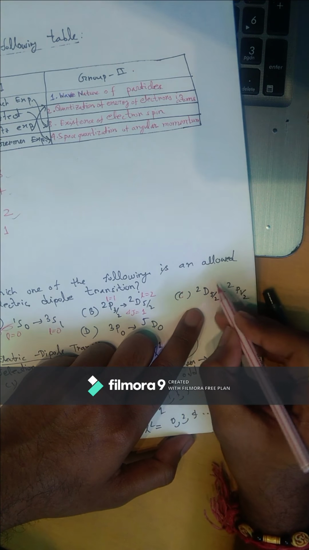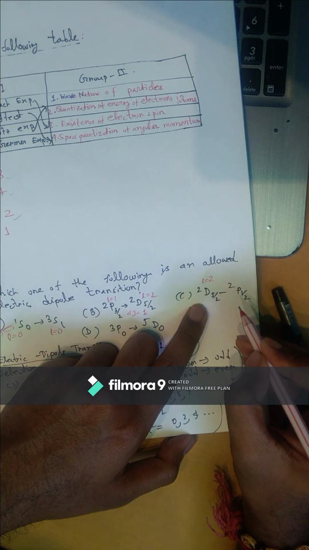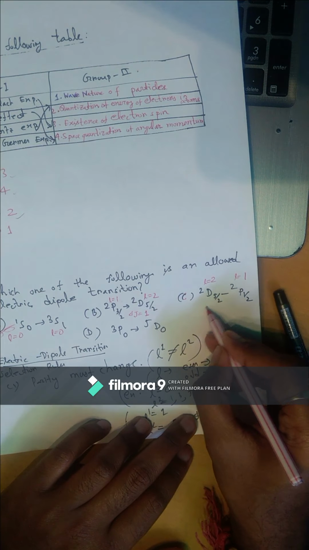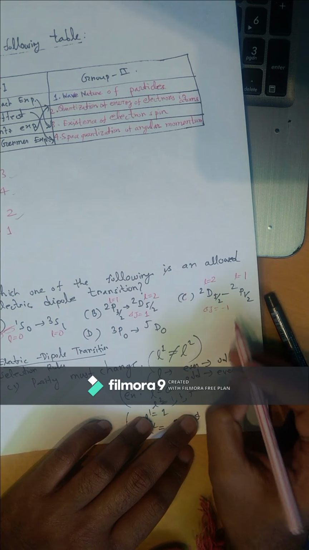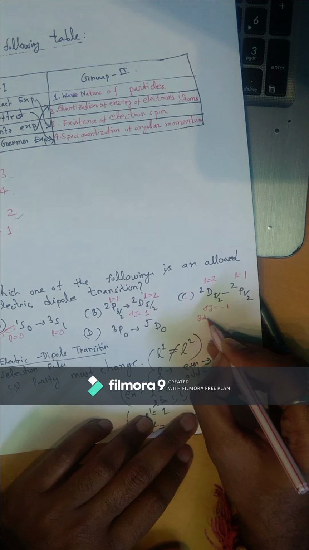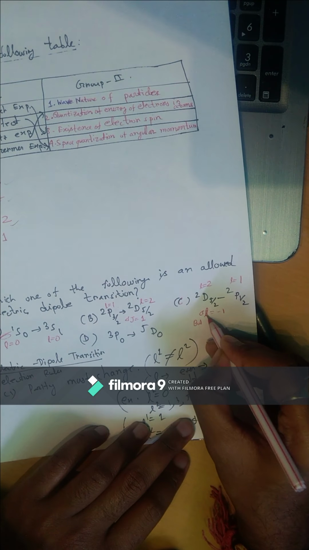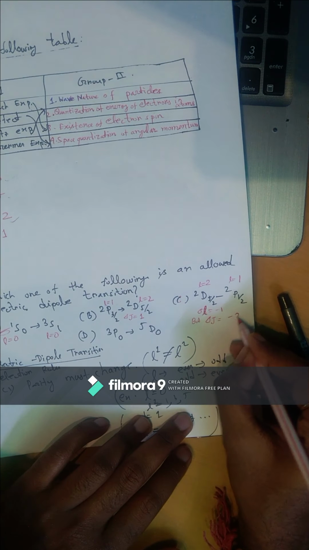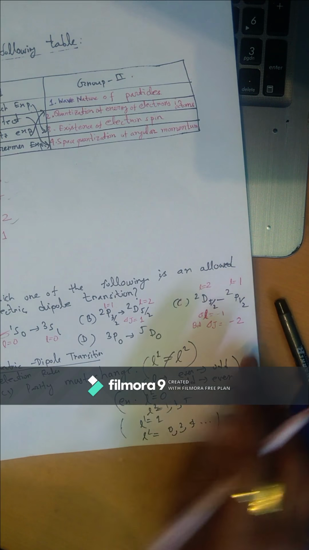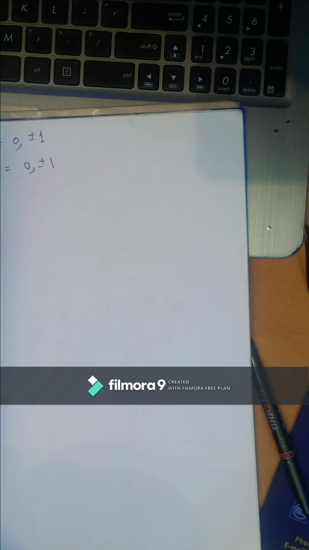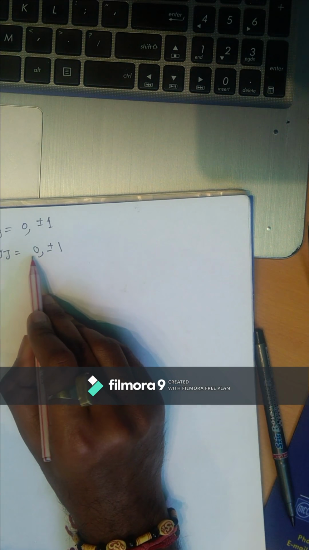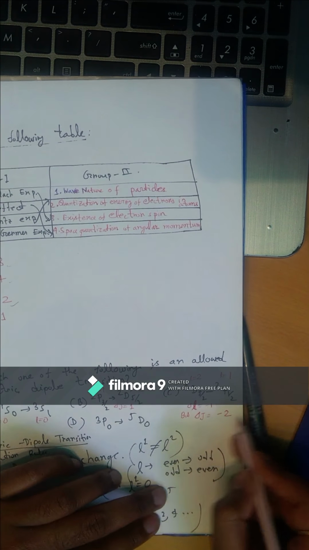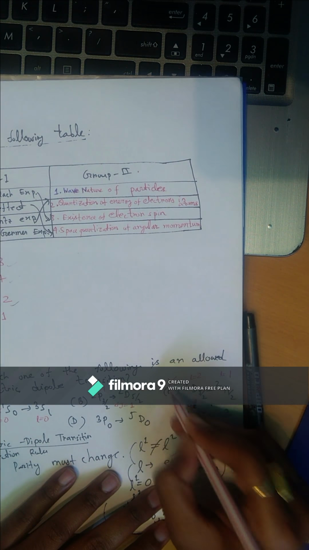Here L equals 2 and here L equals 1, so delta L equals minus 1, but delta j here is minus 2. But in the selection rule we saw that delta j equals 0 or plus minus 1, but here delta j comes to minus 2, so this will not be the case.